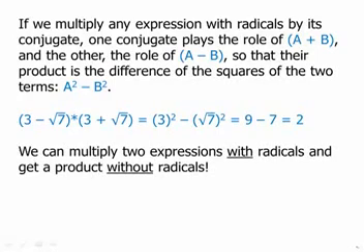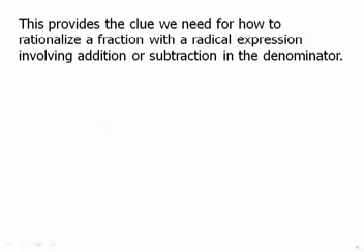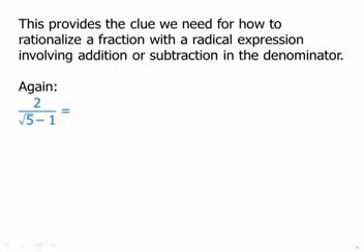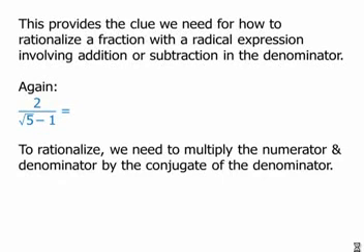That's a really big idea. This provides a clue we need for how to rationalize a fraction with a radical expression involving addition or subtraction in the denominator. So let's go back to that one that we couldn't solve a moment ago. We had something like 2 divided by the quantity root 5 minus 1. Well, what I'm going to do is multiply the numerator and denominator by the conjugate of the denominator.